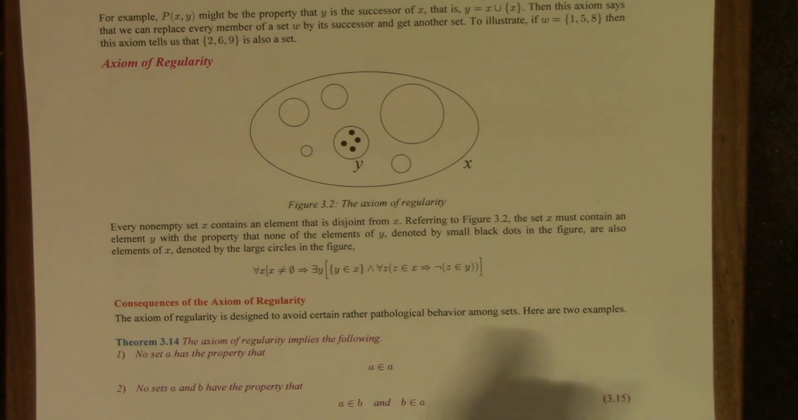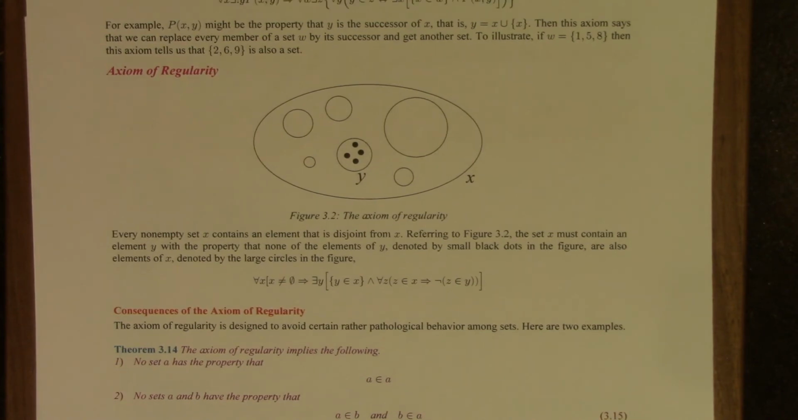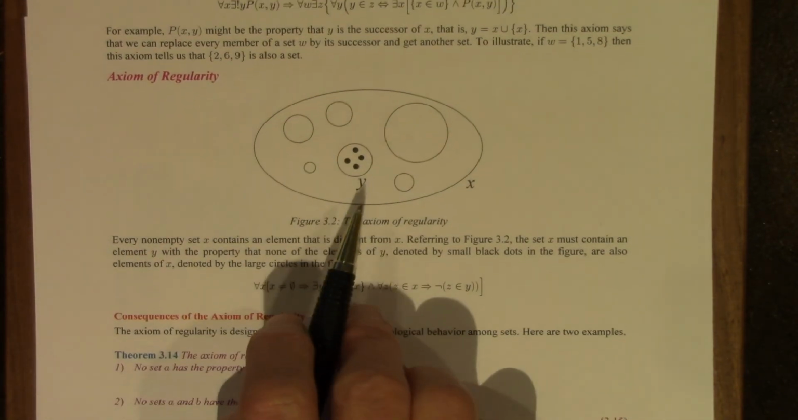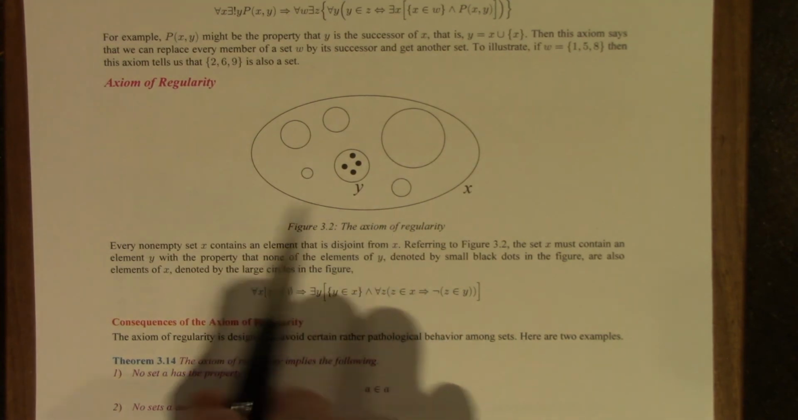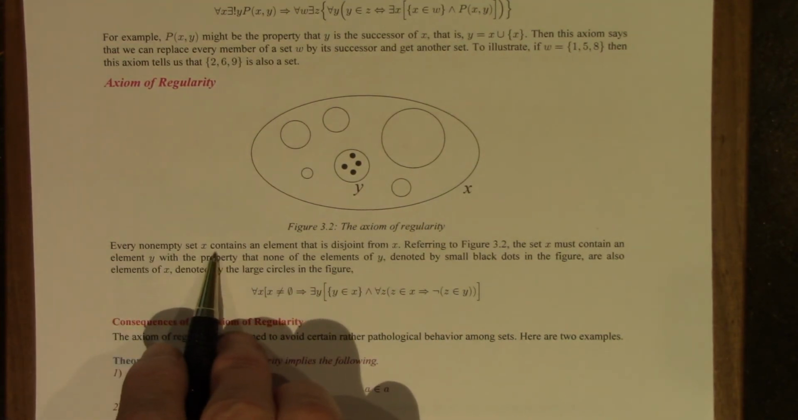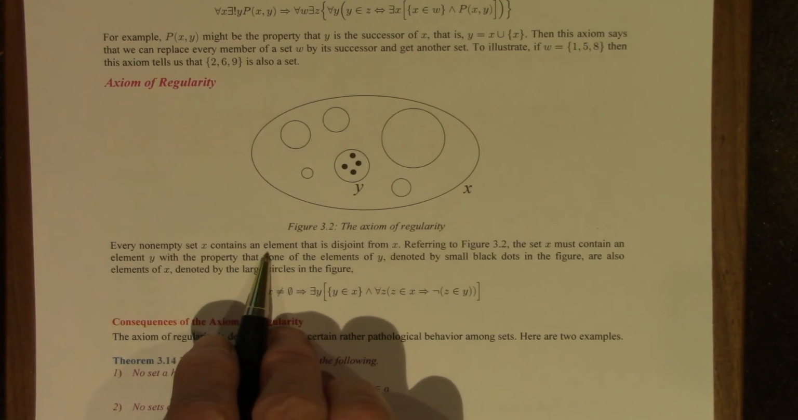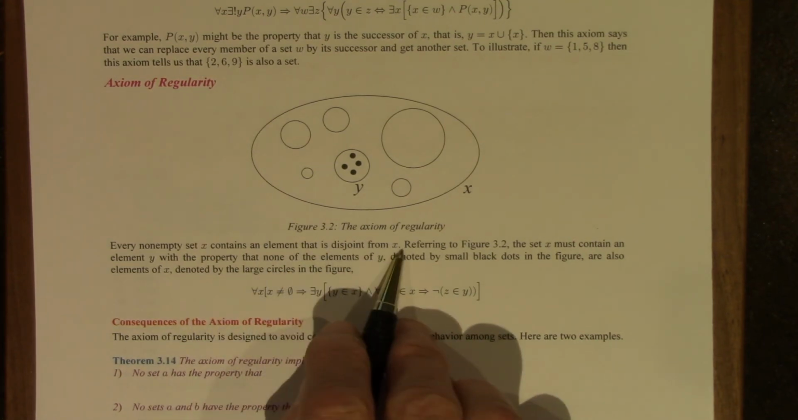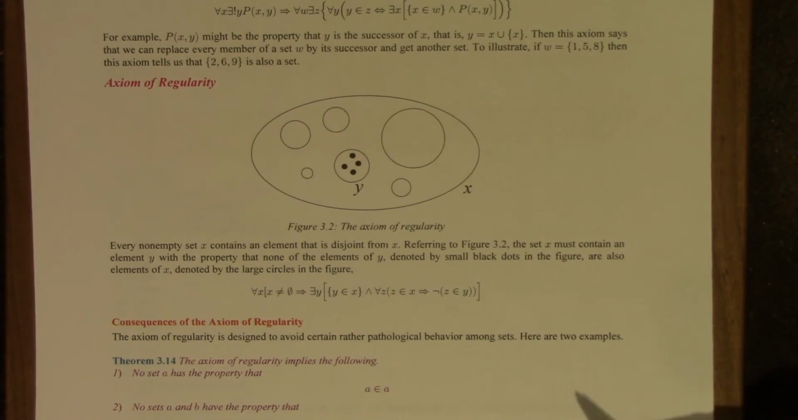The final axiom is the axiom of regularity, and you may remember me saying that this is a sort of technical axiom. It's included to avoid certain behavior that we don't really want in our set theory. And this is a little bit of a tricky one also. Every non-empty set X contains an element that is disjoint from X. Remember, the elements of X, like any other set, the elements are sets.